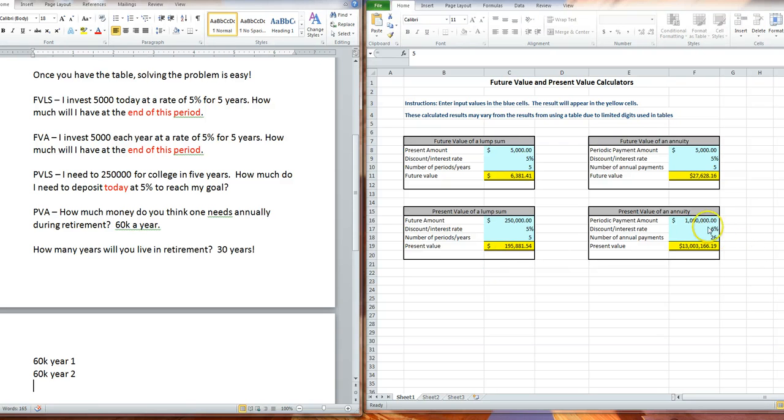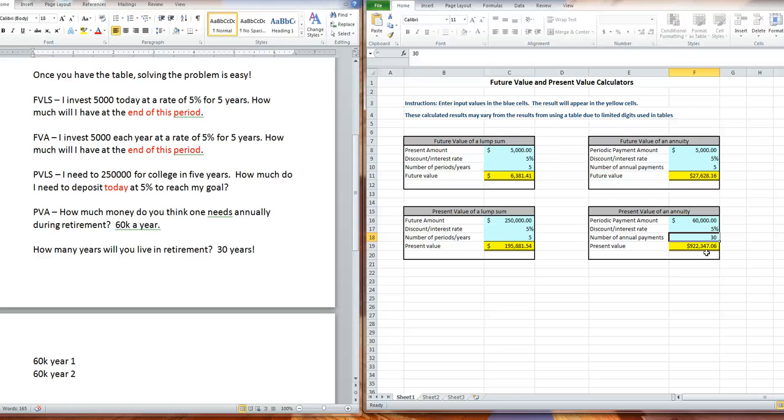So let's go over here. Our periodic payment amount, we said, was $60,000. Our annual interest rate, we'll just assume it's 5%. And then we're going to need 30 of those because we're going to live 30 years in retirement. So in order to have that as a plan, we're going to need to have in our account $922,347. That's what needs to be in our account on the day we retire so that we can live off this money. Now think about that.